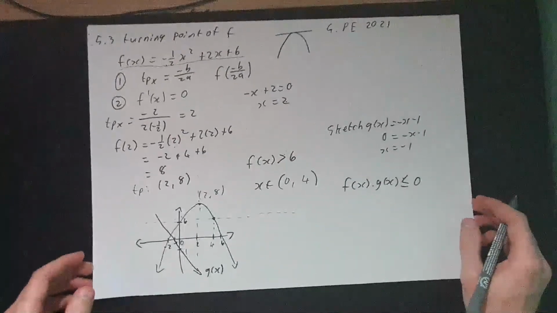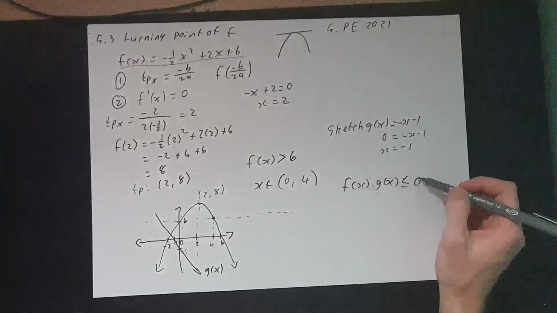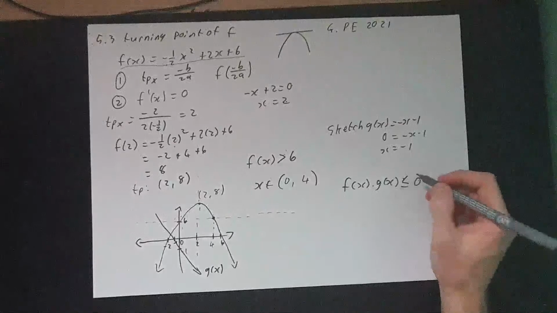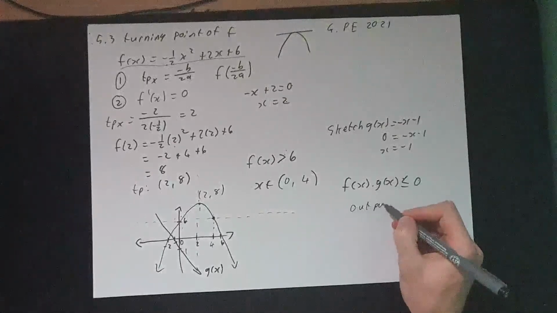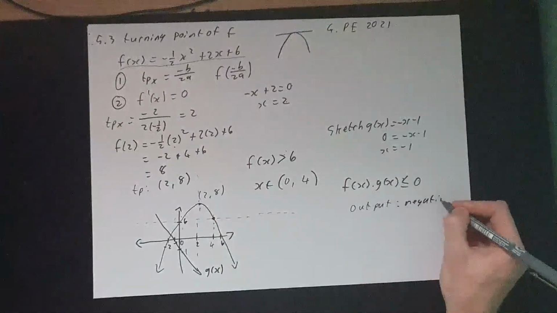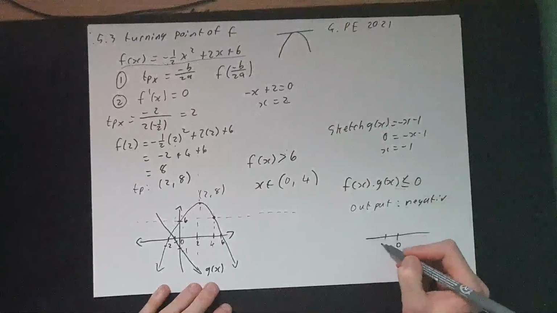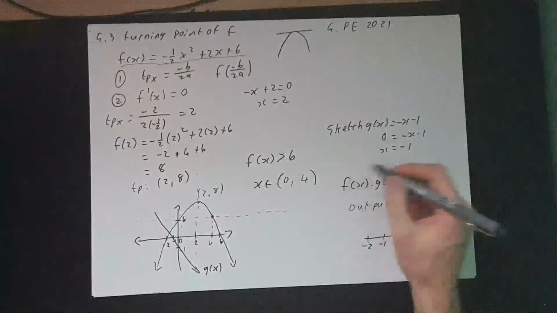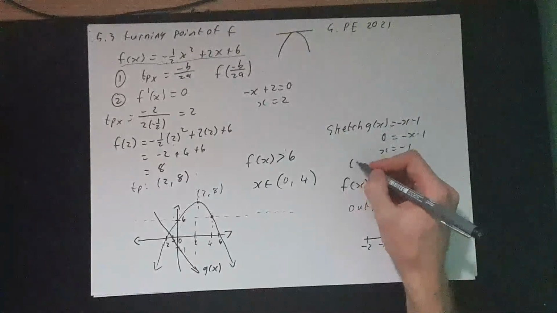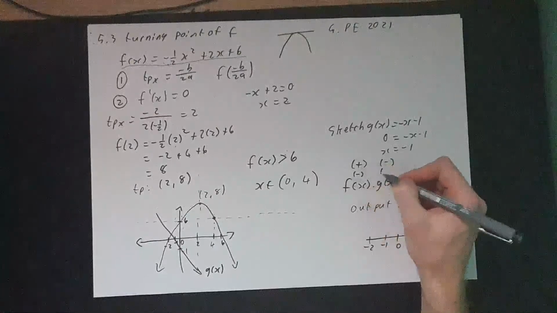Now I do know that this often stumps a few students, where we want to know f of x times g of x less than 0. So what does that essentially mean? I need a value less than 0, which means my output needs to be negative. Because if we look at a number line, if I'm less than 0, I'm negative. There's negative 1, negative 2. So I need the product of f and g to be negative. Therefore, one of them has to be positive and the other one needs to be negative, or this one needs to be negative and this one needs to be positive.